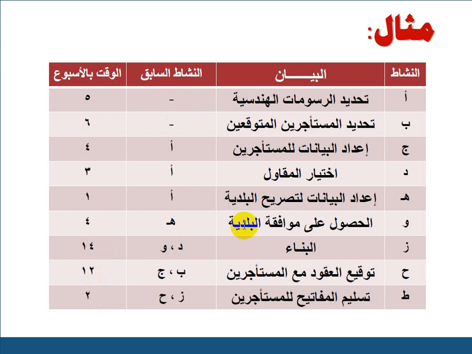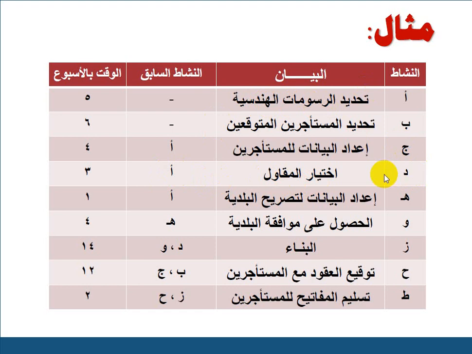So here, as you can see right in front of you, the G activity is launching from the A activity, which means the preparation of database of renters, setting database of renters يعني إعداد بيانات المستأجرين. النشاط ينطلق من النشاط ألف، ينطلق من النشاط ألف كما ترون أمامكم، تحديد الرسومات الهندسية. كذلك اختيار المقاول ينطلق من النشاط ألف.